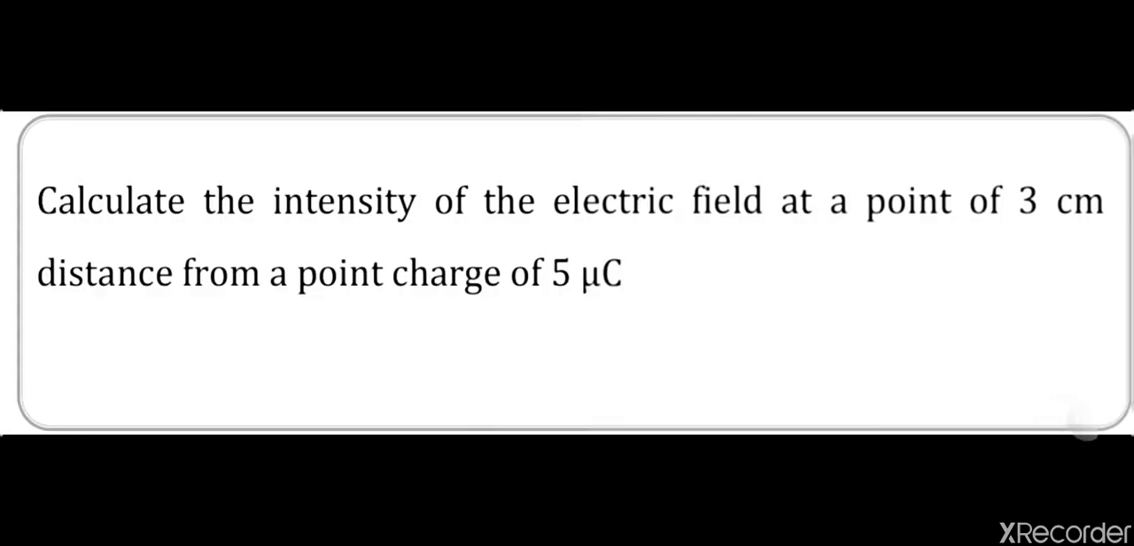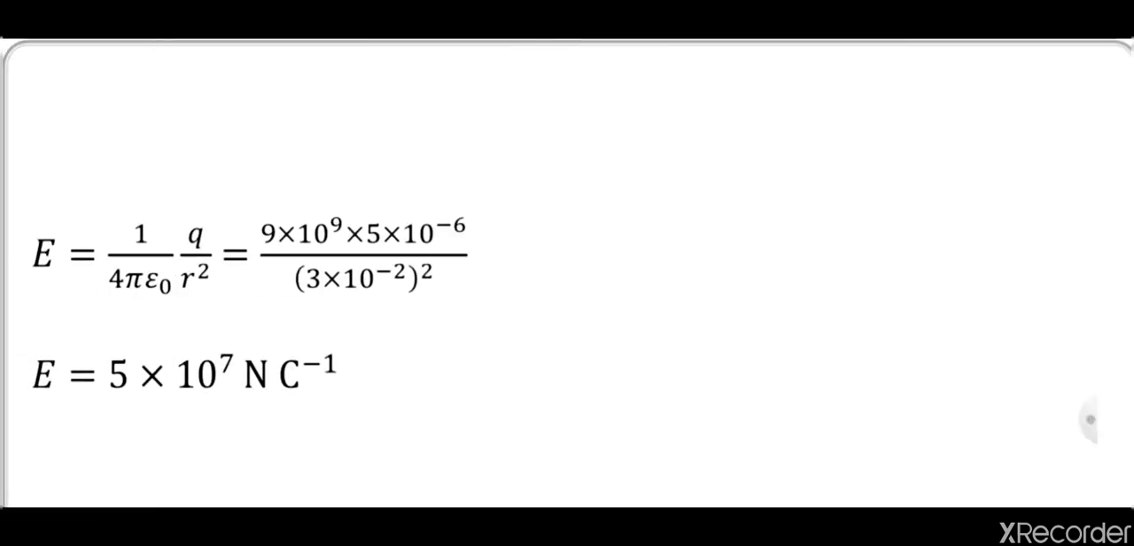Yeah, look at the problem on the electric field. Calculate the intensity of electric field at a point 3 centimeter from a point charge of 5 microcoulomb, means 5 into 10 power minus 6 coulomb. Observe, this is the formula we used. E is equal to 1 by 4 pi epsilon naught Q by R square. 1 by 4 pi epsilon naught is 9 into 10 power 9, and the Q value they gave is 5 into 10 power minus 6, divided by the distance 3 centimeter, converted into 3 into 10 power minus 2, the whole square. If you solve, you will get this value, 5 into 10 power 7 Newton per coulomb. It's a very simple problem.